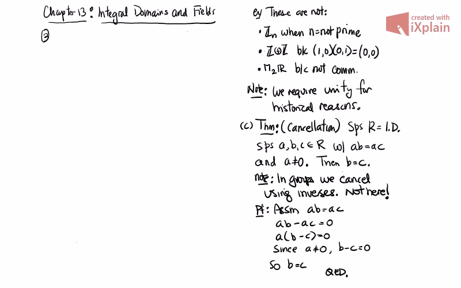So, fields. So now we're going to look at the case where things do have multiplicative inverses. So basic definition. A commutative ring with unity is a field if every non-zero element is a unit.